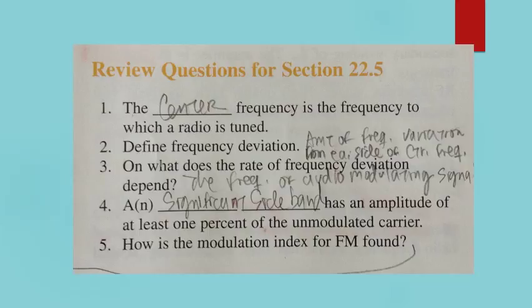Number 4: A or AN, fill in the blank. The answer is: a significant sideband has an amplitude of at least 1% of the unmodulated carrier. And question 5: How is the modulation index found for FM sound? Using the formula: modulation index equals maximum carrier deviation divided by maximum modulating frequency.